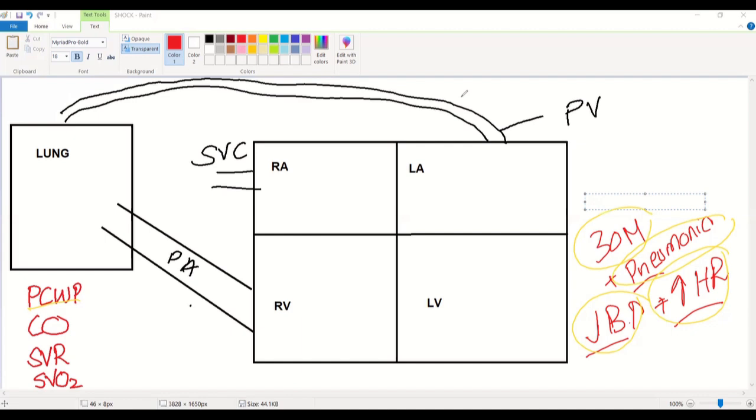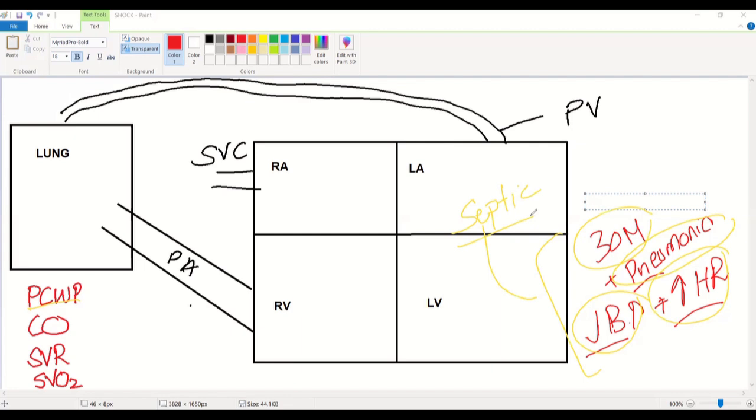What kind of shock is this? Is it not obstructive shock? No. Pneumonia. Is it septic or obstructive? It is septic, an infection. Septic shock. So it is a septic shock. Septic shock, okay. So what are the features of septic shock?